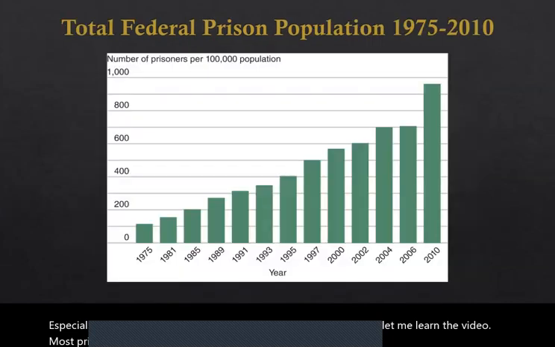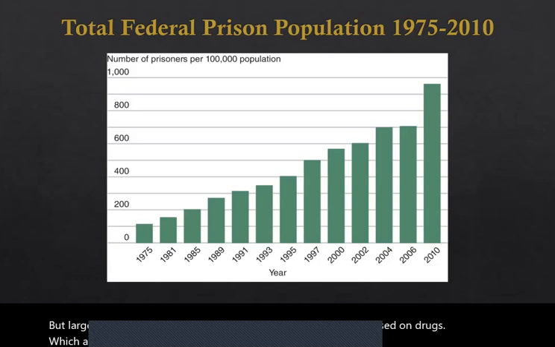So if we want to look at the total number of prisoners in the federal population from 1975 to 2010, you see a trend, right? It's skyrocketing. These are the number of prisoners per 100,000 people in the population. And that trend has continued all the way through modern day, of more and more prisons and prisoners. This is because federal law has focused, and federal law enforcement has focused on drugs, which again, you can have that debate yourself.